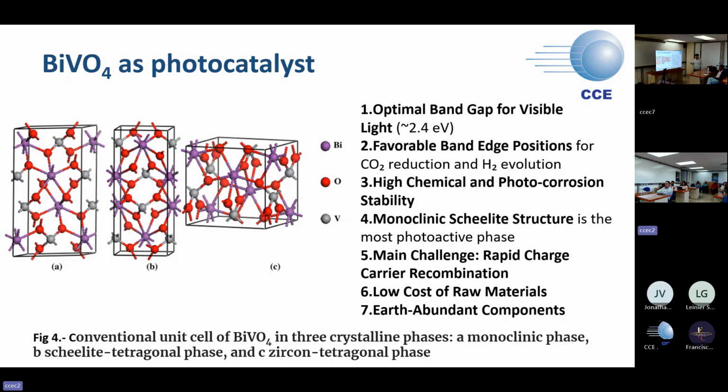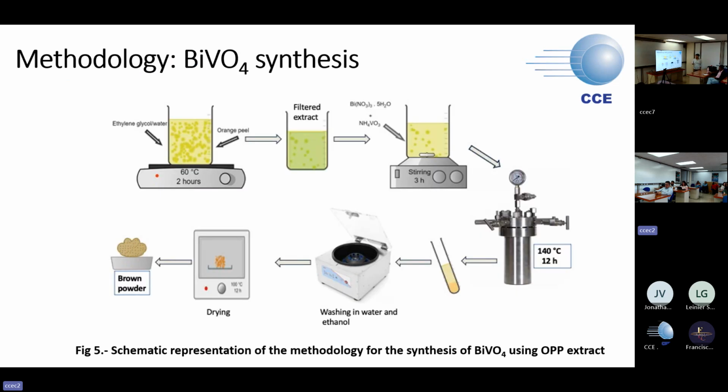The materials have low cost and are abundant, so we are not working with expensive material. The process is very simple and similar to the zinc oxide, but in this case, I'm working with an autoclave. In this case, we have the same extract. We add these two sources. It is bismuth nitrate and this source of vanadium.